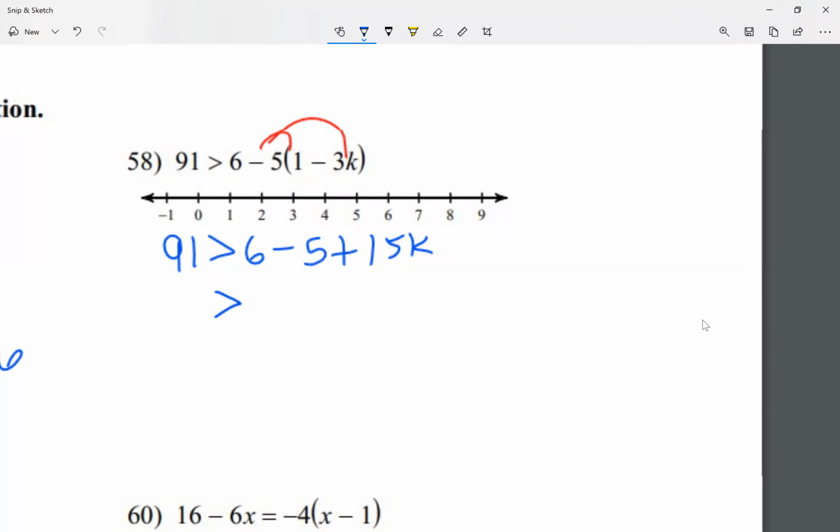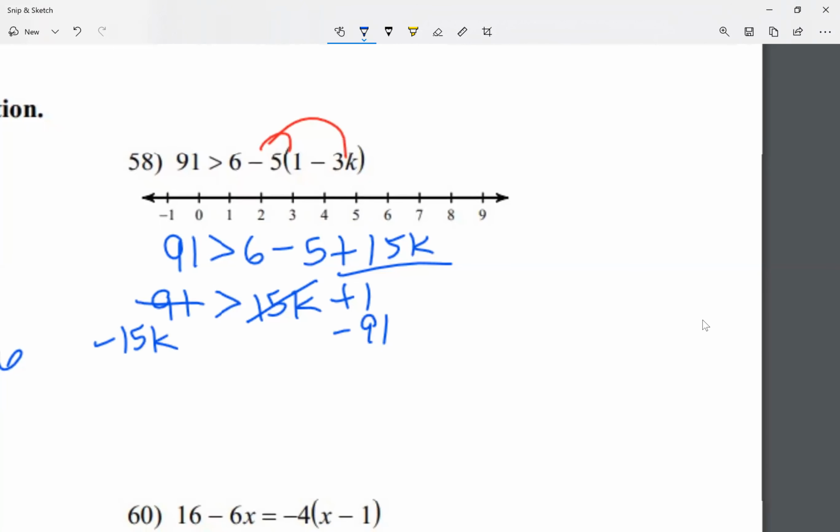So there's my inequality sign. On the left side, I just have a 91. Now on the right side, let me combine like terms. Letter-wise, 15k. Number-wise, I see 6 minus 5. Well, that's 1. Okay, letters have to go to the left. So this 15k, let me move this as a negative 15k. This 91, let me move it to the other side as a minus 91.